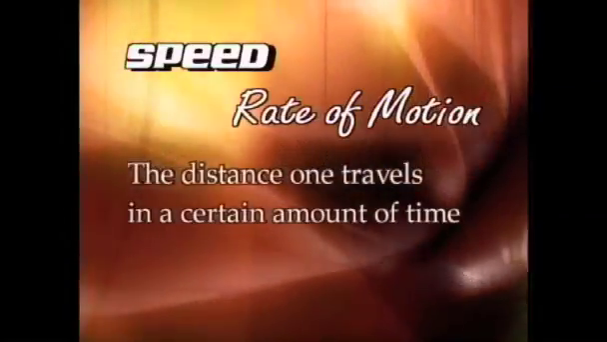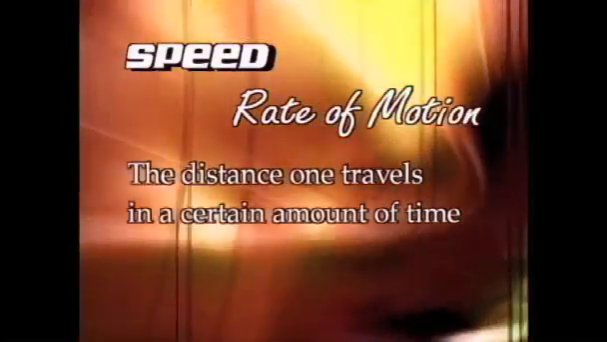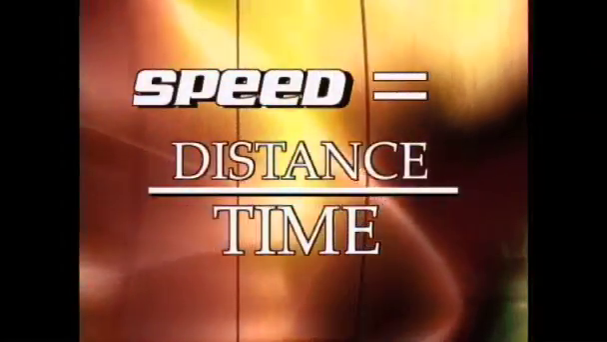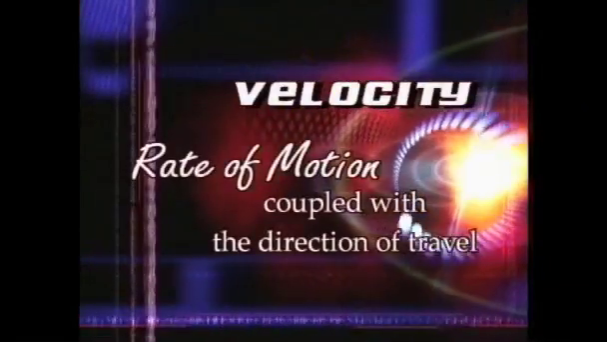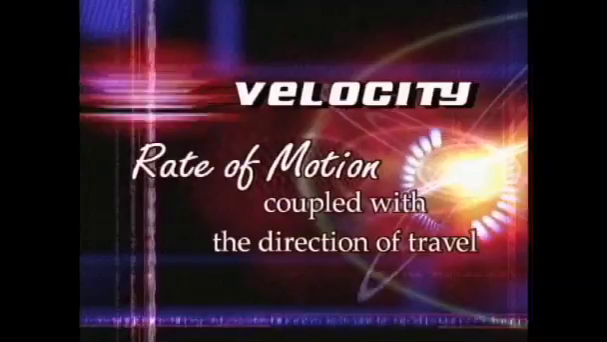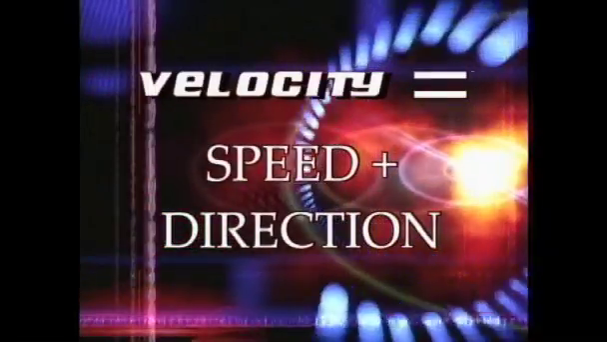Speed is defined as the rate of motion. It is the distance one travels in a certain amount of time. Speed equals distance over time. Velocity is defined as the rate of motion coupled with the direction of travel. Velocity equals speed and direction.